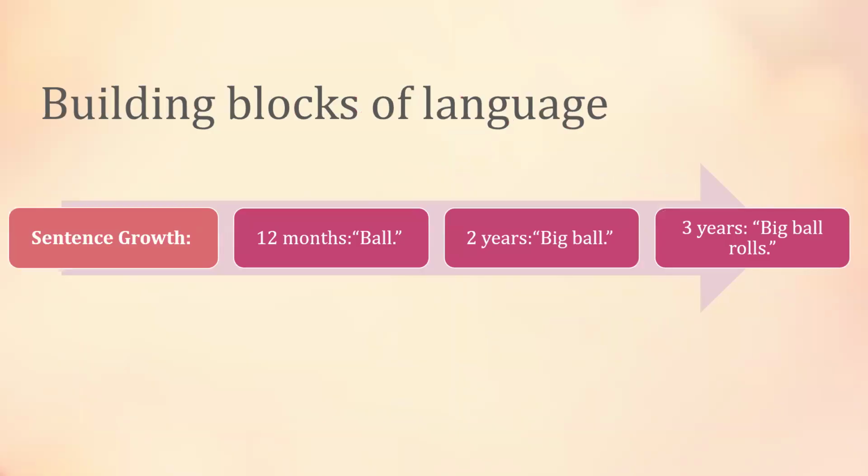Building blocks of language. Sentence growth occurs with communication. An example of this would be at 12 months, the child learns the word ball. By 2 years old, they are now describing the ball as in big ball. And by 3 years old, the child should be able to put a sentence together with at least 3 words. An example of this would be big ball rolls.